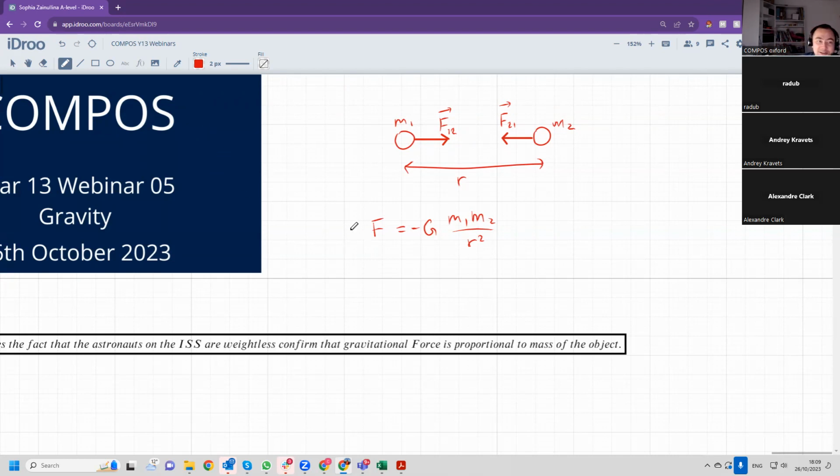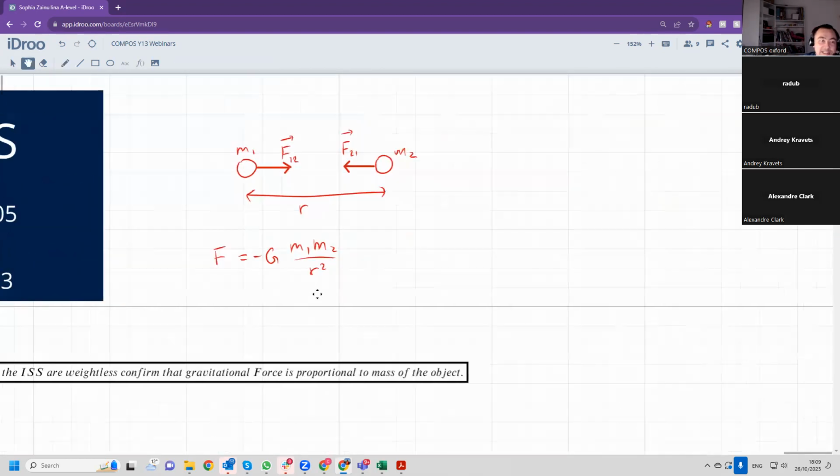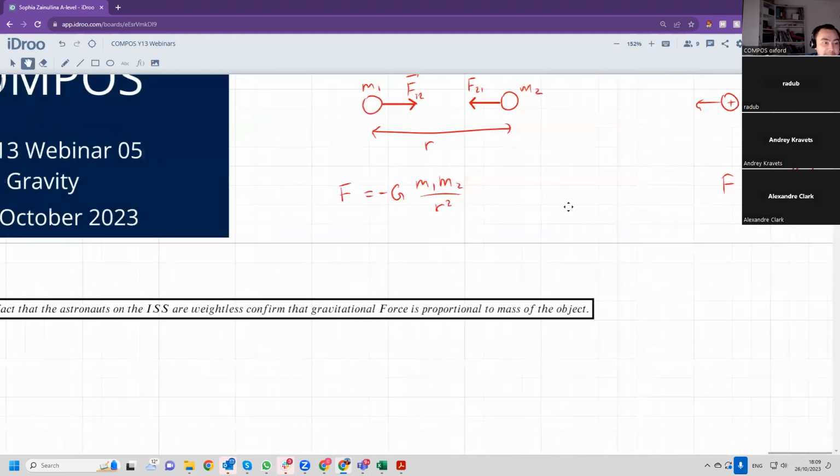For example, with an electrostatic repulsion force, if you have two positive charges, the force is going to be positive: plus k q1 q2 divided by r squared, because they're trying to push apart. The force is trying to increase the distance, and that's why it is positive.